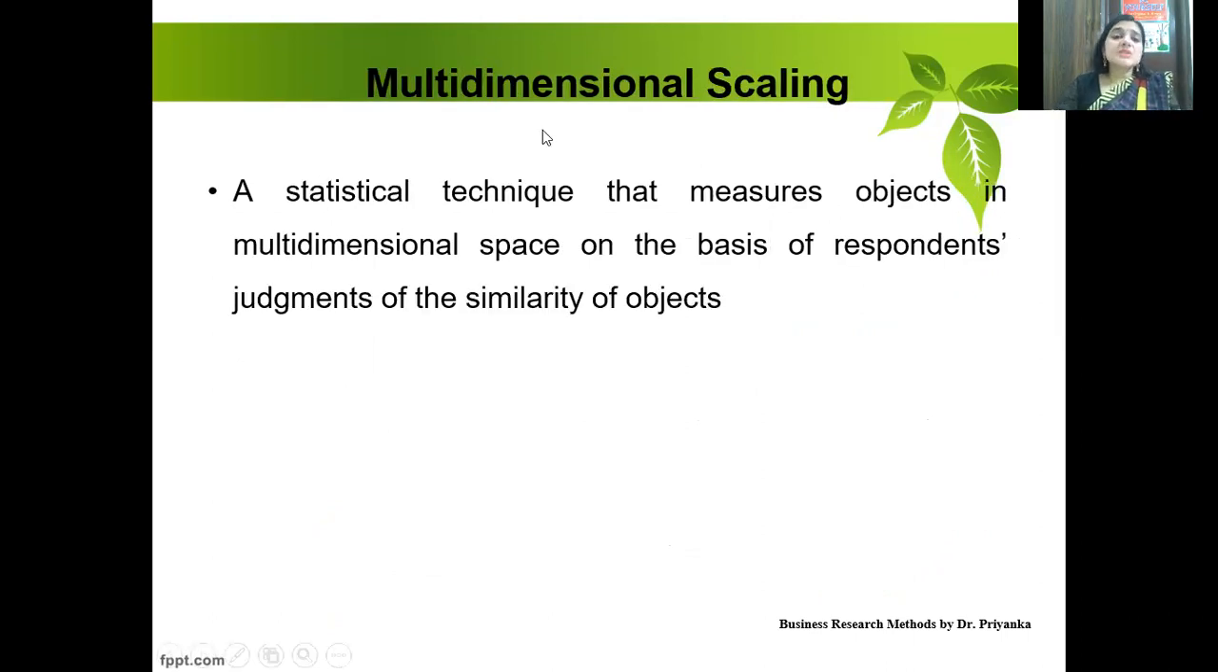Then multidimensional scaling, a statistical scaling technique that measures objects in multidimensional space on the basis of respondents' judgment of the similarity of objects. Basically, this is again a kind of factor analysis. It would generate a lot of factors for you. It would help you in deleting some questions from your scale or your questionnaire.